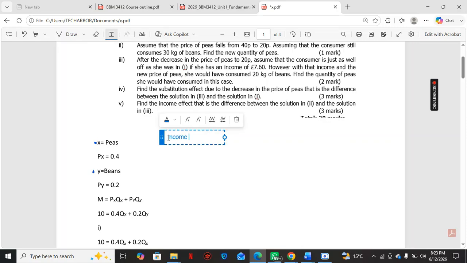The income that you have equals the price of good X multiplied by the quantity of good X, plus the price of good Y multiplied by the quantity of good Y.